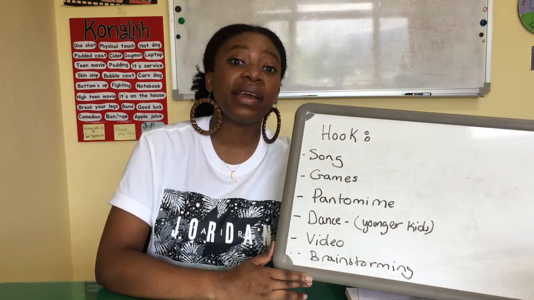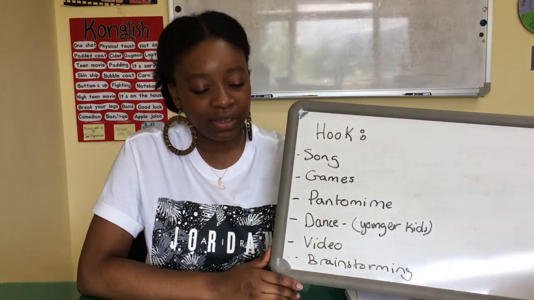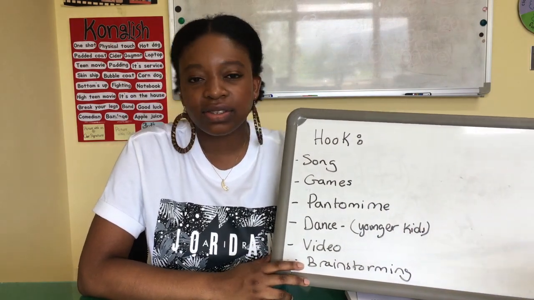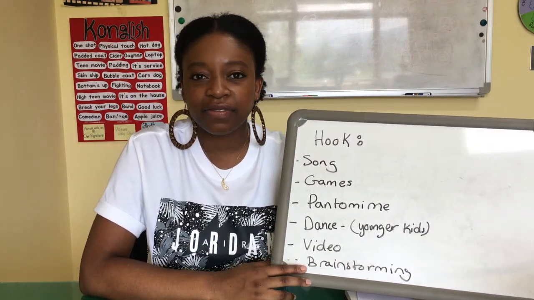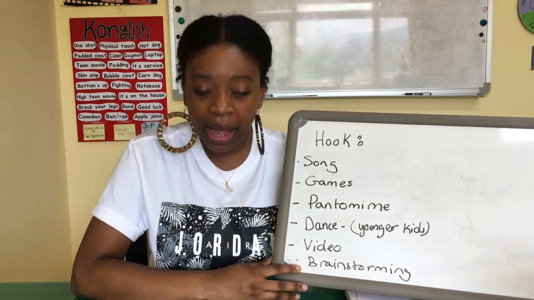Next thing is brainstorm. If you give them a topic, maybe like or dislike, foods that you like and foods that you dislike, you can ask the students to write down food that they like, food that they dislike. That gives you a good idea of what they know and what they don't know.